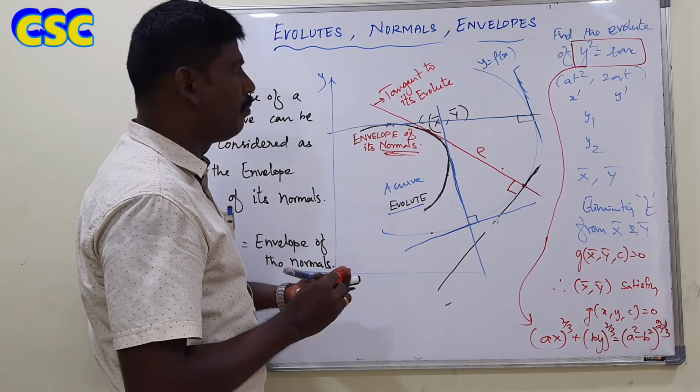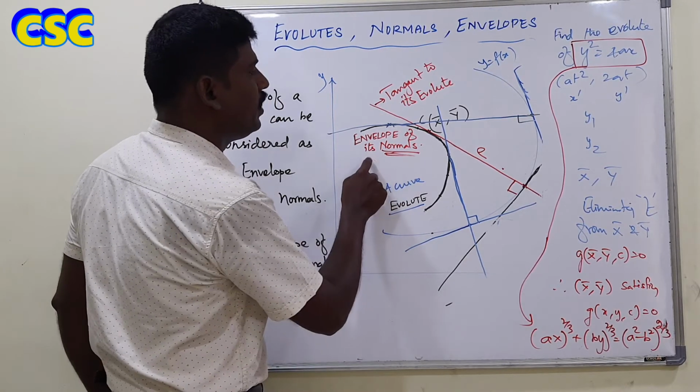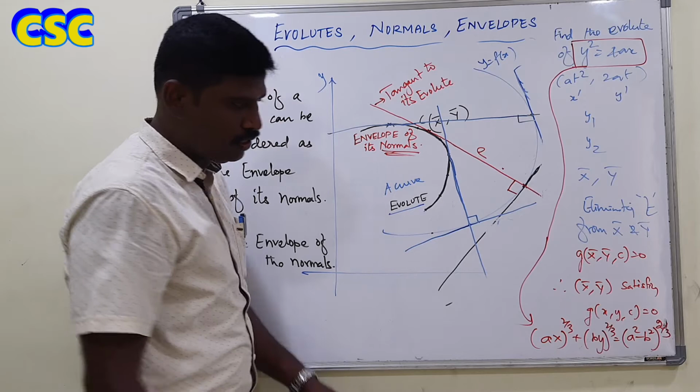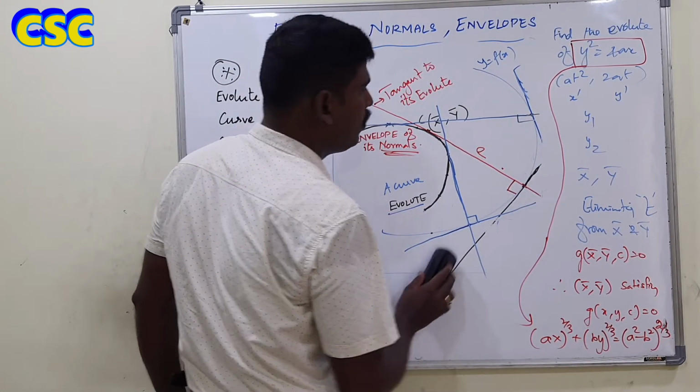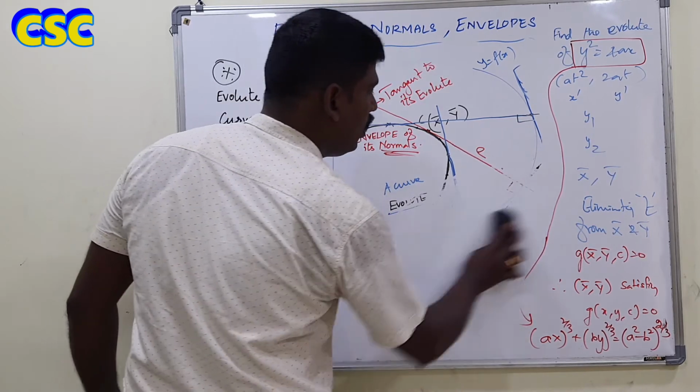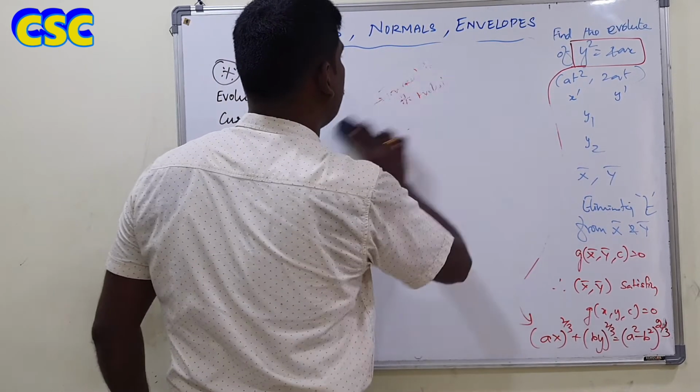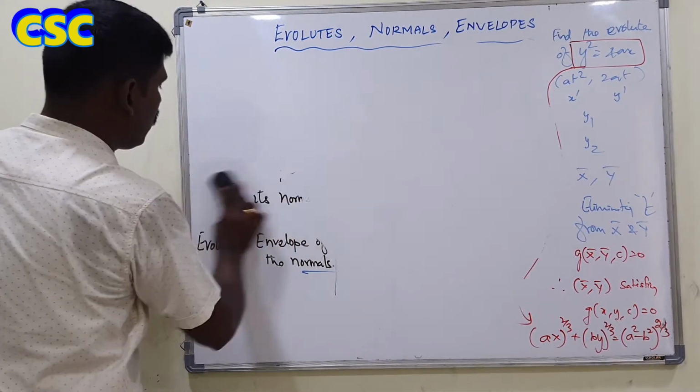Now I am going to illustrate the procedure to find the envelope of the normals. You will get the same answer: ax power 2 by 3 plus by power 2 by 3 equal to a square minus b square to the power 2 by 3. We will discuss this in the problem.